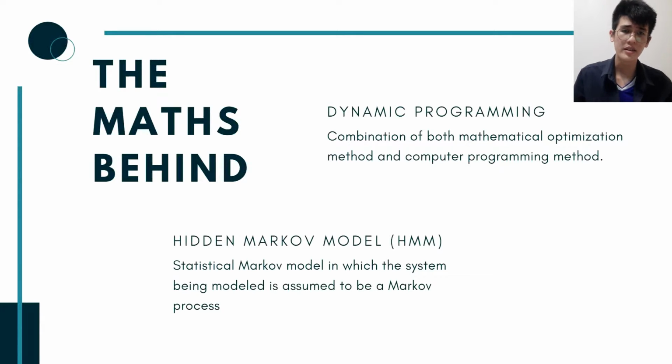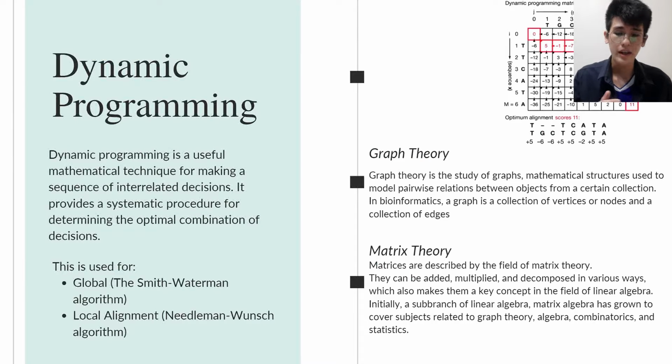And then second is the hidden Markov models, which we hear a lot. If we mention protein, that's the first thing that we would think of. So it is a statistical Markov model in which the system being modeled is assumed to be a Markov process. So as you can see on this slide, dynamic programming is a useful mathematical technique for making a sequence of interrelated decisions. It provides a systematic procedure for determining the optimal combination for decision making.